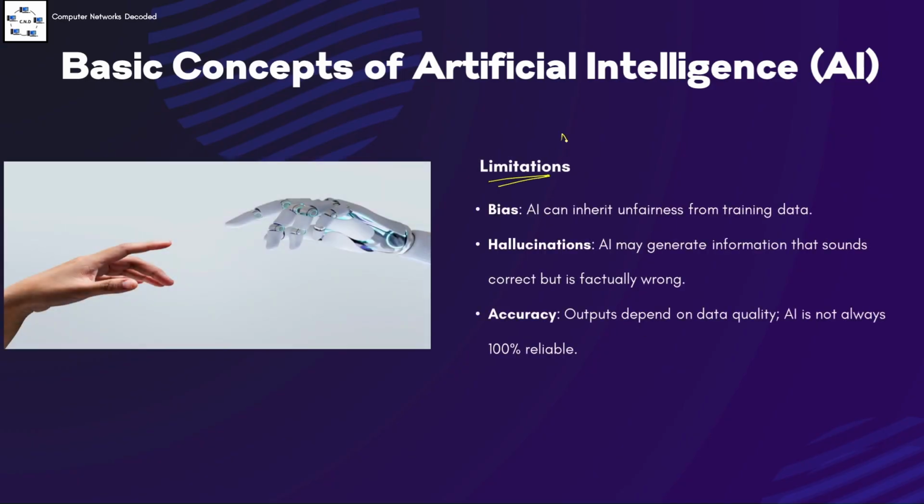So what are some limitations of using AI? First one is bias. AI can inherit unfairness from training data. If the training data has bias, the AI system or chatbot will automatically inherit that bias. Hallucinations: AI may generate information that sounds correct but is factually wrong. Accuracy: the output depends on the data quality, so AI is not always 100% reliable.